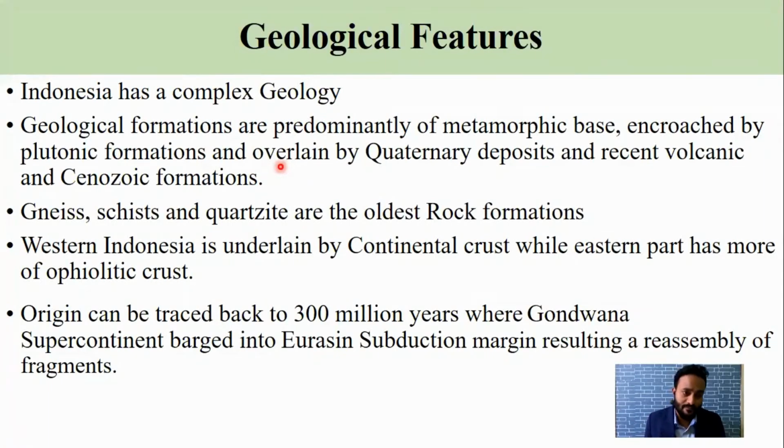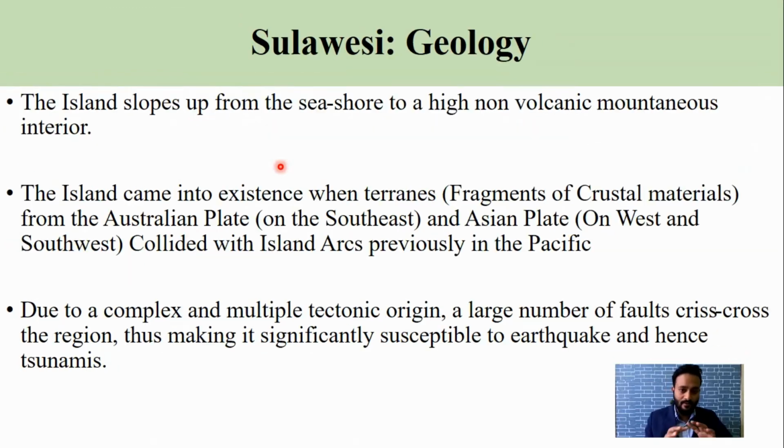Now, coming to the geological features of Indonesia, it has a complex geology. Basically, the formations are metamorphic, intruded by plutonic formations and overlain by quaternary deposits. Gneiss, schists, and quartzite are the rock formations present. Western Indonesia is underlain by continental crust, whereas the eastern part has more of ophiolitic crust. The origin of the Indonesian archipelago can be traced back to 300 million years ago when the Gondwana supercontinent barged into the Eurasian continent, located around central Indonesia.